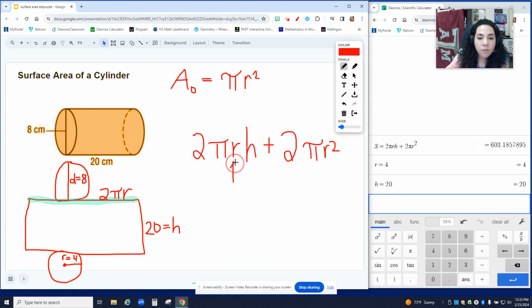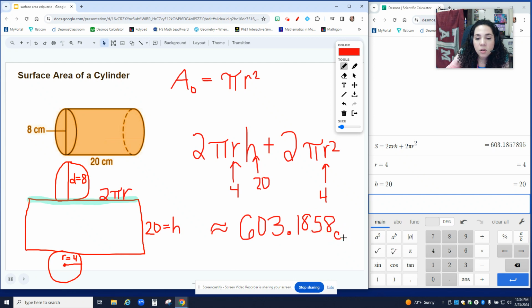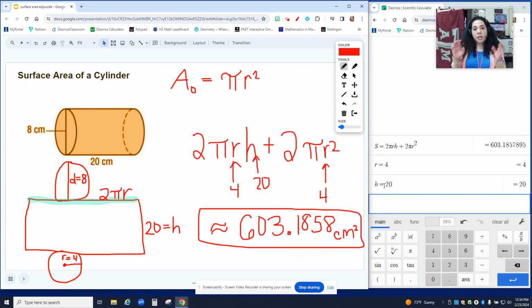So we plugged in a 4 for our radius, 20 for the height, and you're already seeing here on my calculator what we're getting. So our full answer would be approximately 603.1858 if we round. And since we're looking at centimeters, surface area is two-dimensional, so that would be square centimeters. That's an approximation.